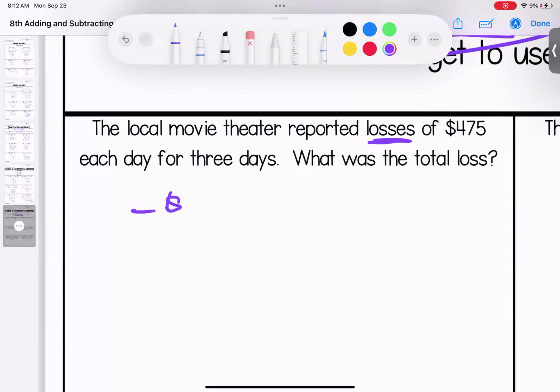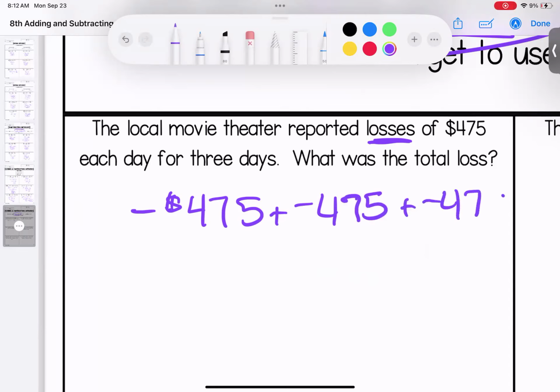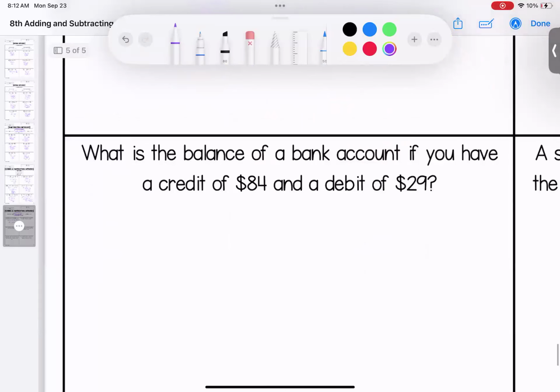So they lost $475 on day 1, and on day 2, and on day 3. When I add these all together, it's a loss of 1,425. Remember, losses mean subtraction. We're looking for those keywords. That's what makes this more difficult.